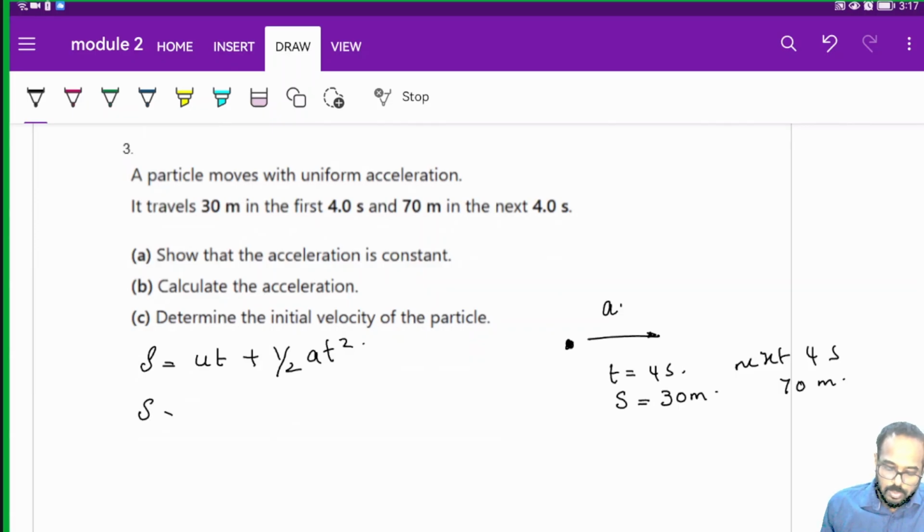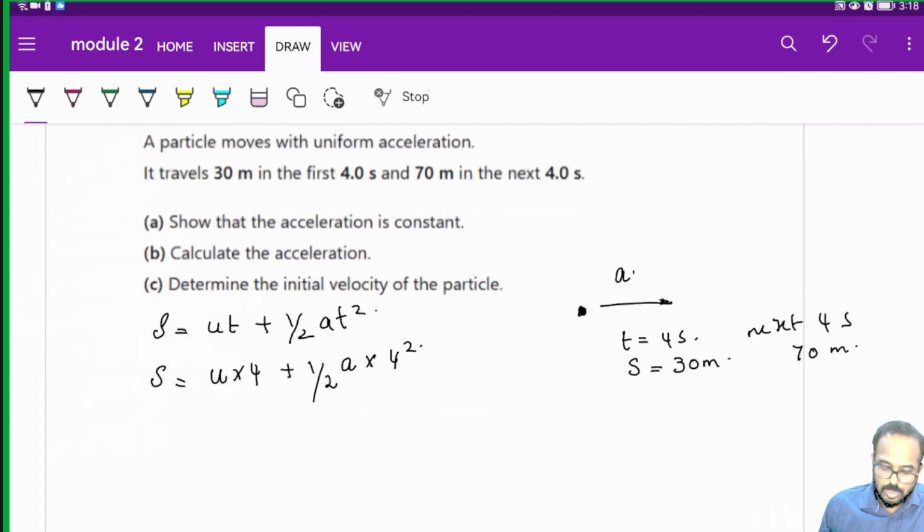S is equal to... they didn't mention that it starts from rest, so it may have an initial velocity. So take that there is an initial velocity u in the first situation. What is that? 4 seconds plus half into a constant acceleration. The acceleration value is not given, so you put it as a, and into t square. Look at this, t square is 4 square. So if 4 is the time, the displacement is 30 meters. That you can substitute here.